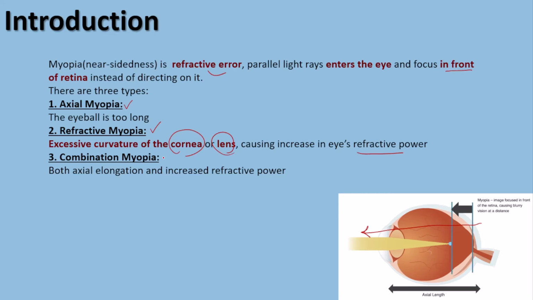Also, we can have the combination of two problems. So as the result, we call it combination myopia. So in this case, we have both axial elongation, and also we have increased refractory power.